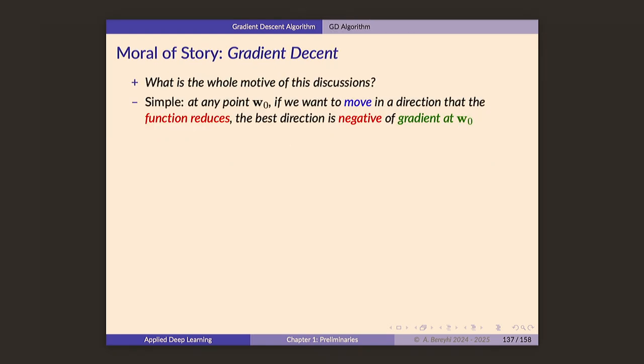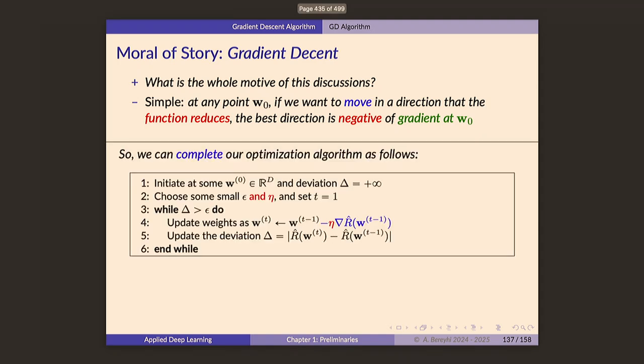And now, what is the moral of the story after all of this? The moral of the story is that if you want to decrease your function maximally, always move in the negative direction of your gradient. Then I can replace it here in this update rule, line 4. So this was the optimization algorithm we started with.